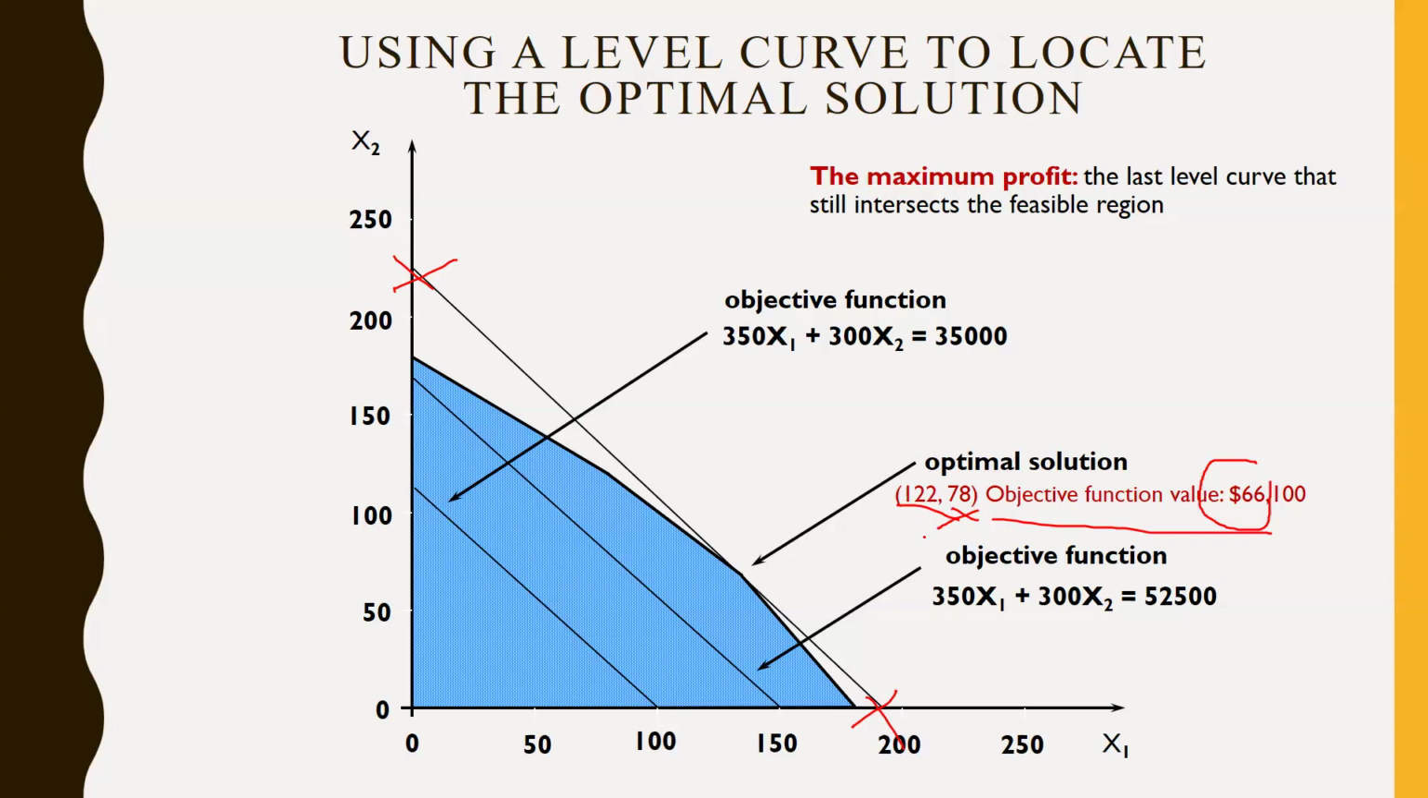You cannot produce only x1 because x1 has higher profit, but the optimum is not there. You have to mix between x1 and x2. For this case, we have only one optimized point, but sometimes it's more than one point. Okay, this is the graphical technique.